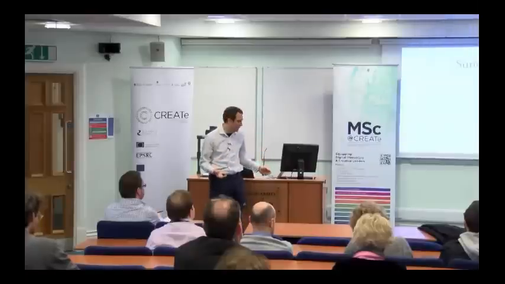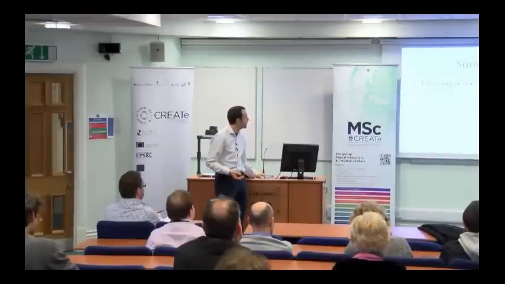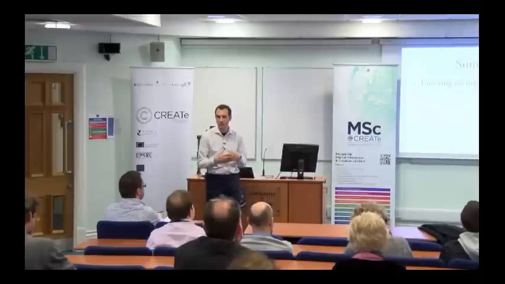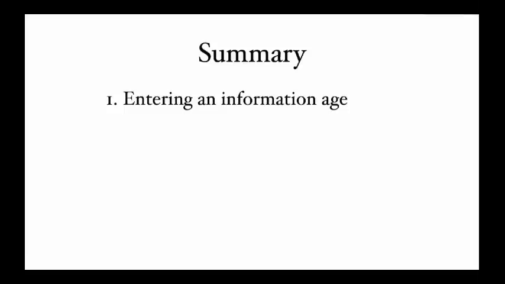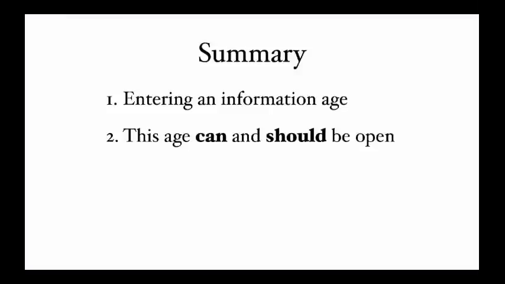So, the summary of this talk. I'm going to go through this just to say what I'm going to say, and then I'm going to tell you in more detail. One is we're entering an information age. All around us, the things that we use, the things that we produce, the things that we trade, will increasingly be information goods. Just as we moved from the era of agriculture to the era of industry, we're now moving to the era of information. Second, this age can and should be open.